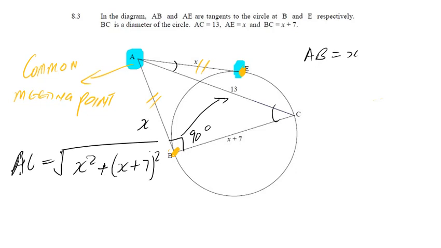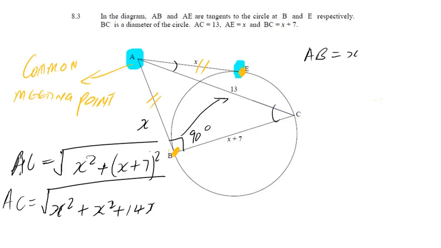Guys, can you still hear me? Yes, sir. So what are you going to get when you expand it? It's quicker, but I don't want to teach you this quick method. You're going to get x squared plus 14x plus 7 squared, which is 49.